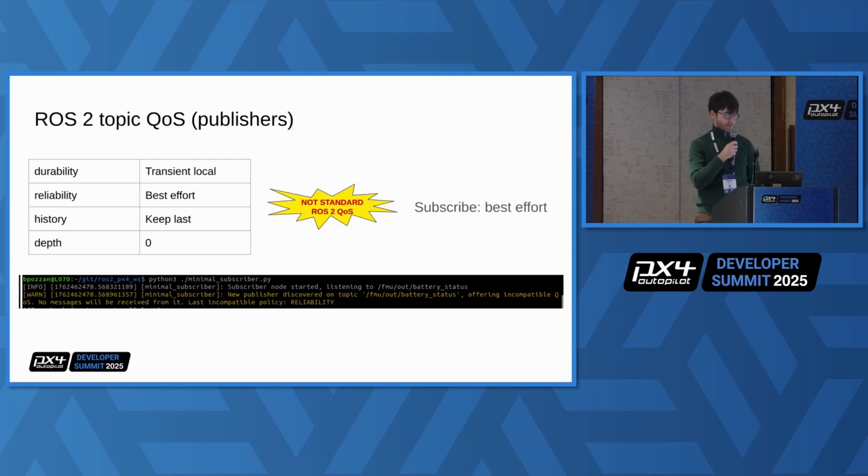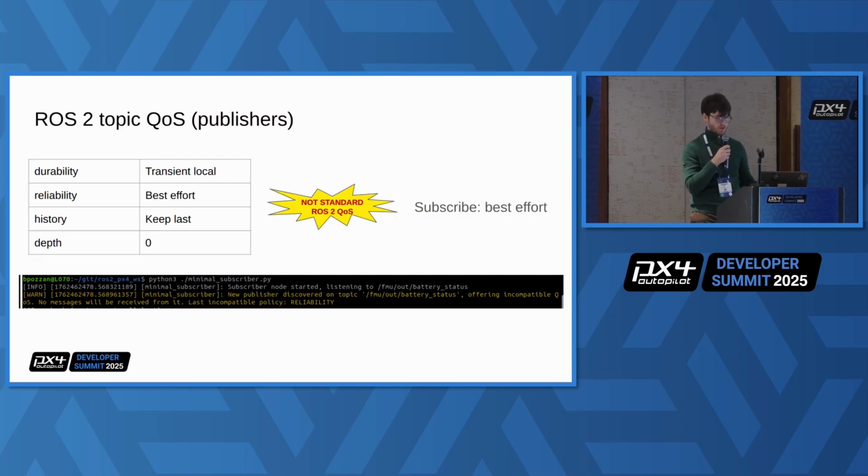The only important thing to keep in mind is if you want to subscribe to a PX4 message from a ROS2 node, you have to use best effort reliability on your ROS2 nodes. Otherwise, you will have that error over there. It says, okay, they don't match, I won't subscribe to anything, and we'll have nothing left to do.